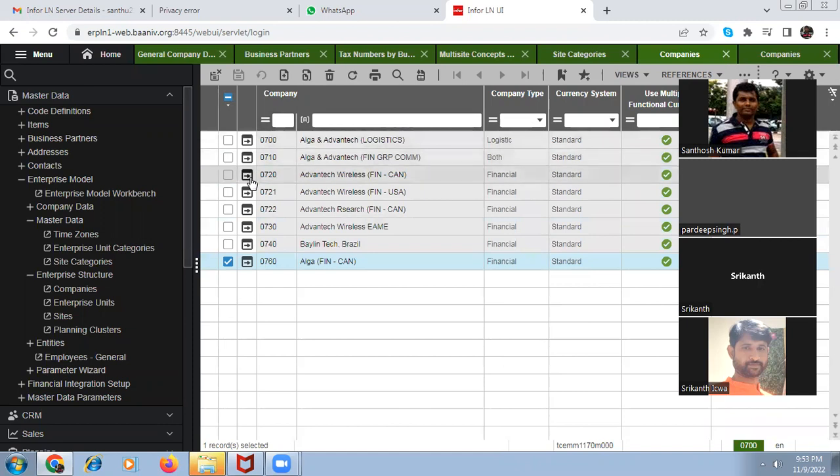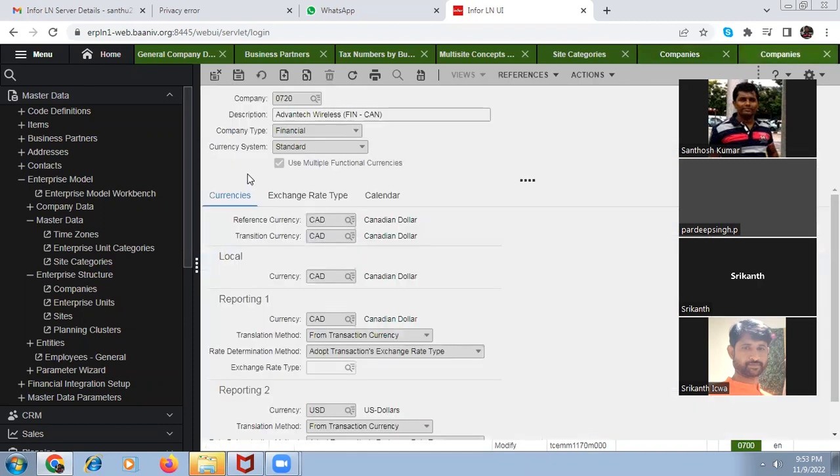But if you go deeper into it, the main thing is either financials or logistics. These companies were created by someone else, and this is their own playground environment. Ravi provided this for me for training.